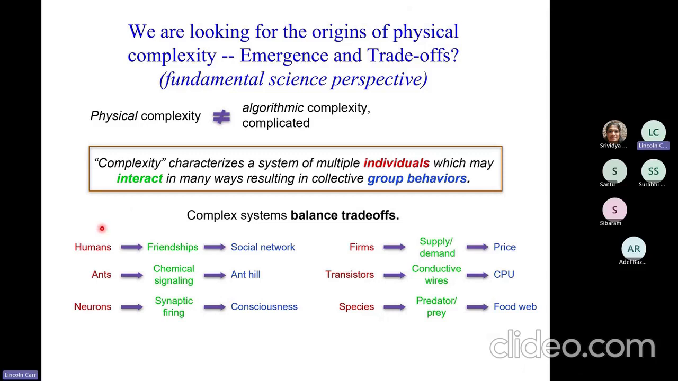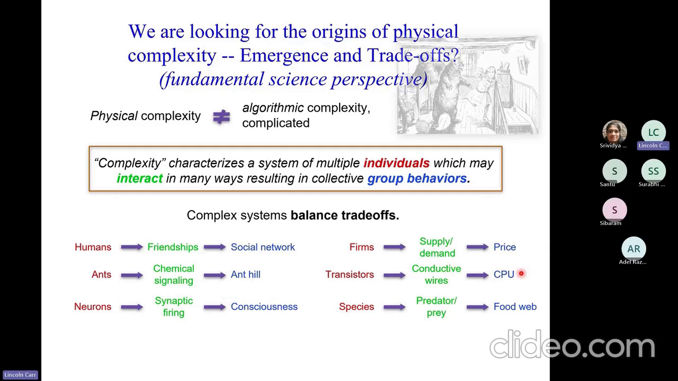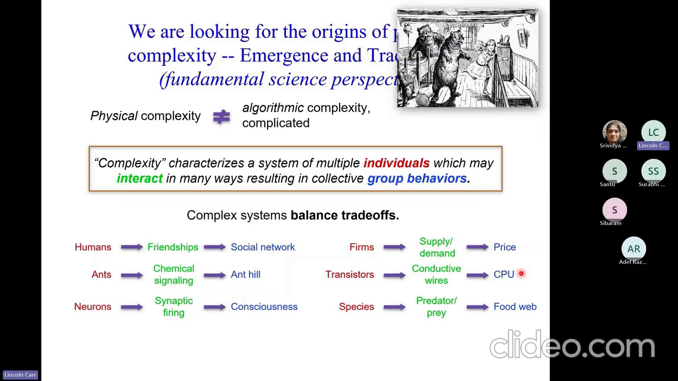For example, humans through friendships give rise to social networks, as I discussed earlier. Neurons through synaptic firing give rise to consciousness, is the idea. Transistors through conductive wires give rise to a CPU, etc. So, in good physics tradition, we're going to create a spherical cow version of all of those complicated things. And that's going to be Goldilocks, quantum cellular automata.